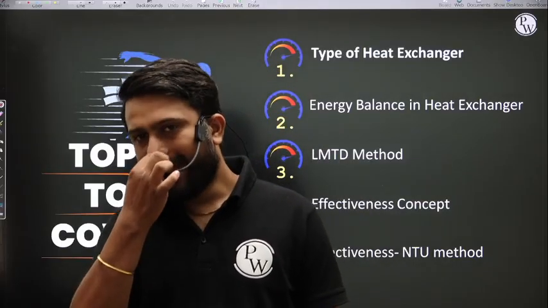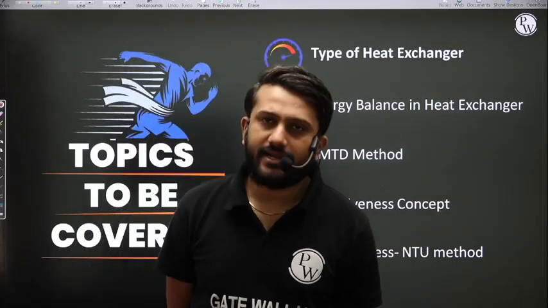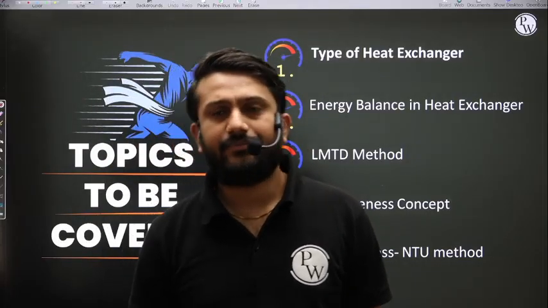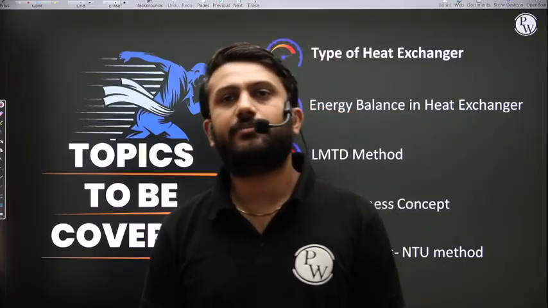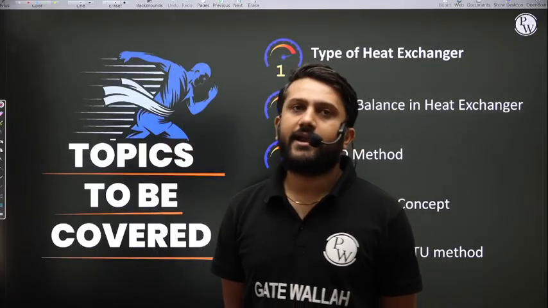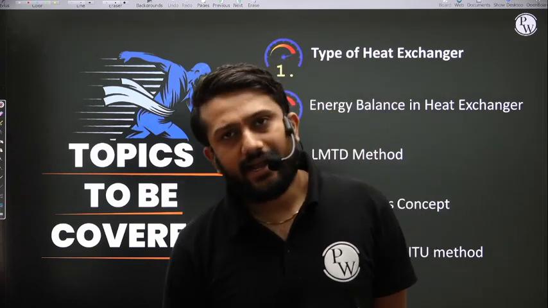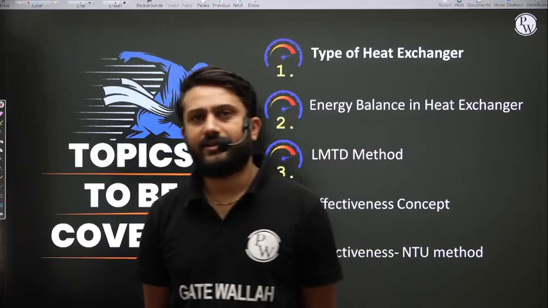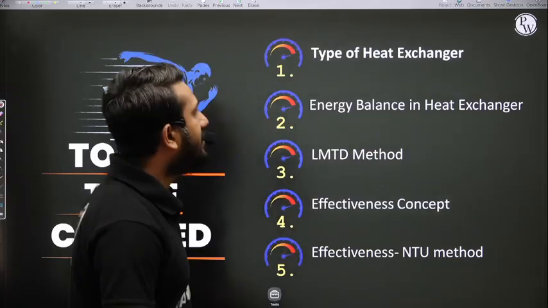Then the second one is the energy balance in the heat exchanger. Then the next topic is the LMTD method, that means logarithmic mean temperature difference method. After that we will discuss the effectiveness concept, and at the last we will discuss the effectiveness NTU method. Okay, so let's start our discussion.